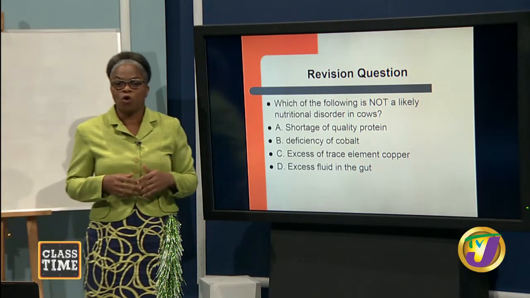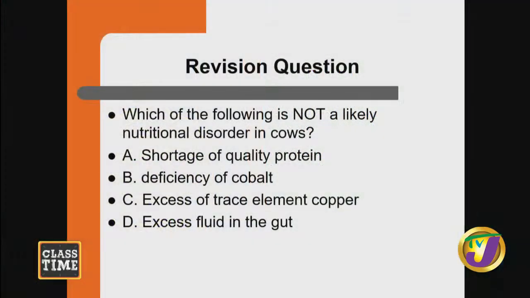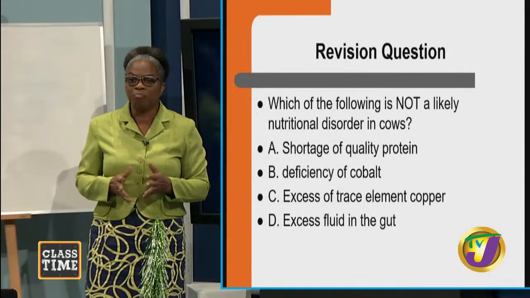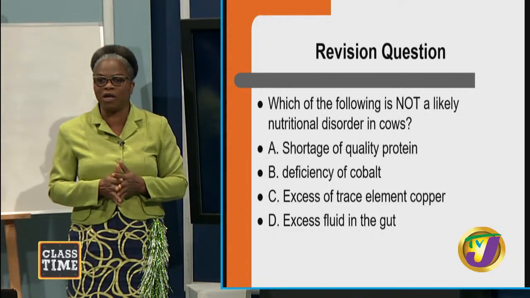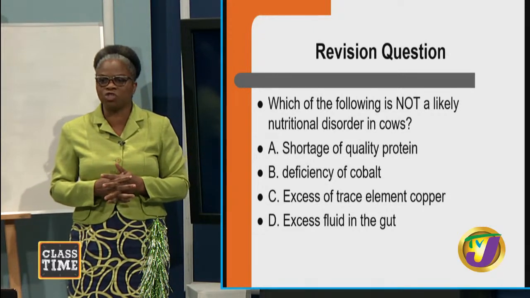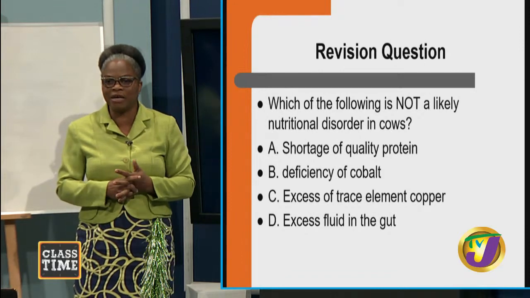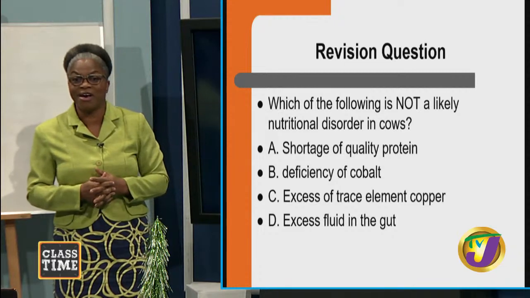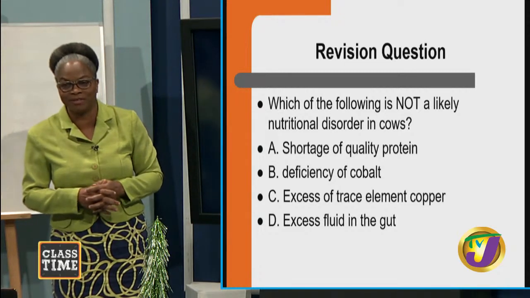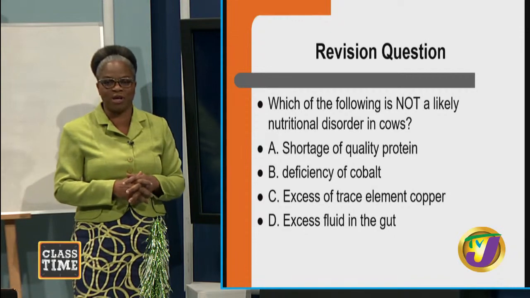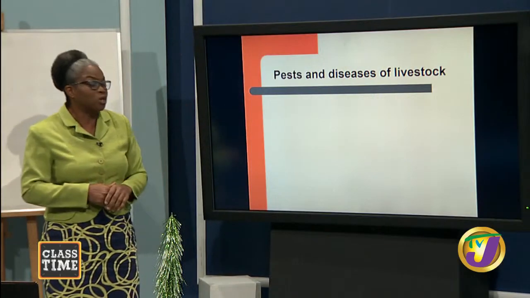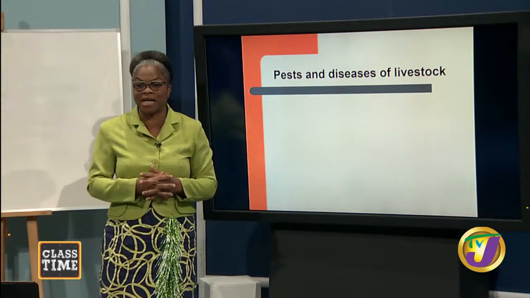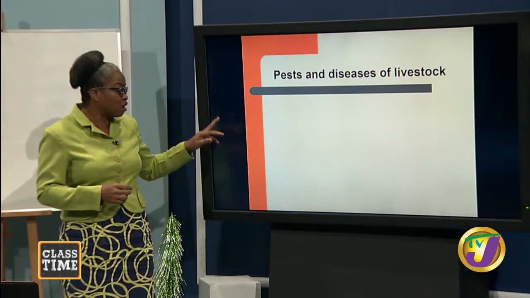Next question. Which of the following is not likely a nutritional disorder in cows? A, shortage of quality protein, B, deficiency of cobalt, C, excess of trace element copper, and D, excess fluid in the gut. And I know that you're coming along, and so the answer for this question is D, excess fluid in the gut. Good? So we are moving on now, students, to look at pests and diseases of livestock.